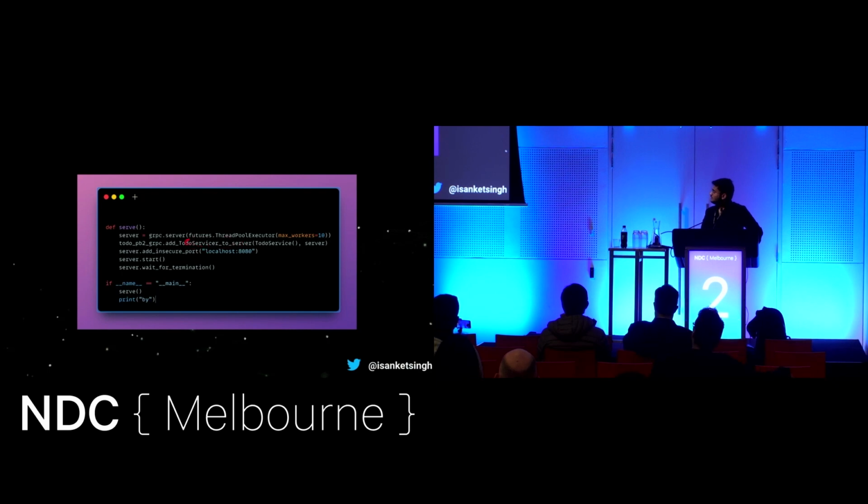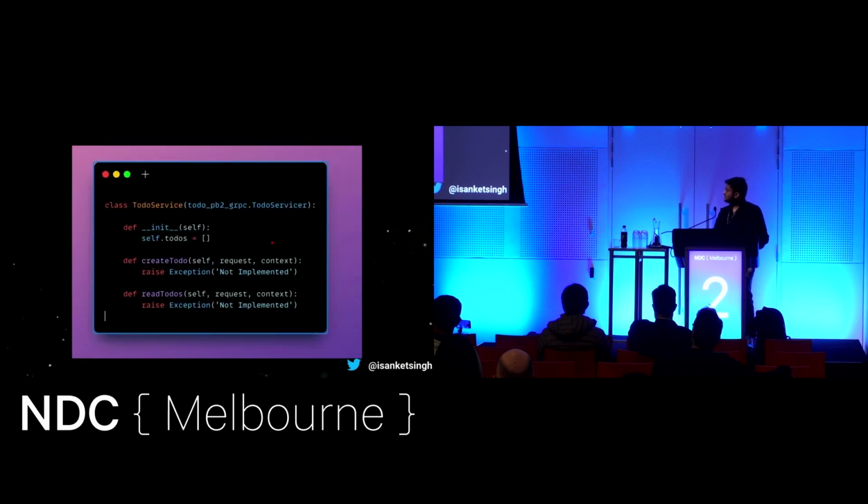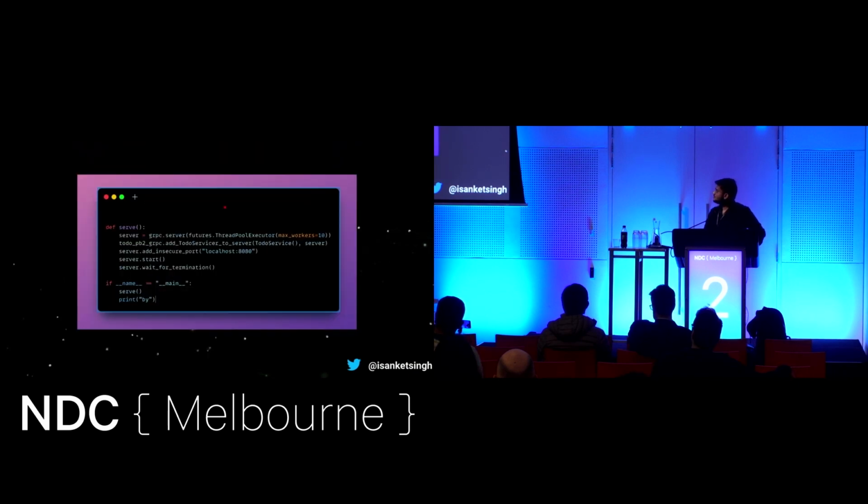This function is already generated from the client-side code that we got. All you have to do is create the object of the to-do service that we just created here. We just pass the object and the server context, and we can start the server, right?